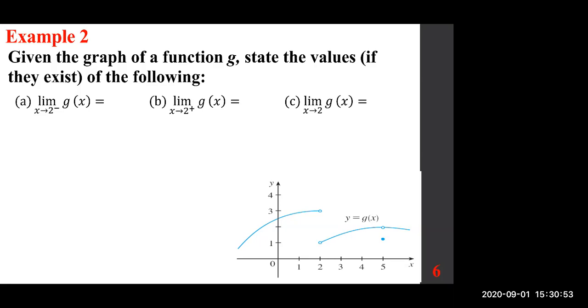So think about the concept. 2 from the left. Class, 2 from the left. That means we are on this side of 2. And I hope you see when you look at the graph, that means we are going this way. We never get to 2. We are approaching 2. And therefore, we are approaching this hole, everybody. And this hole has a y coordinate, which is 3.